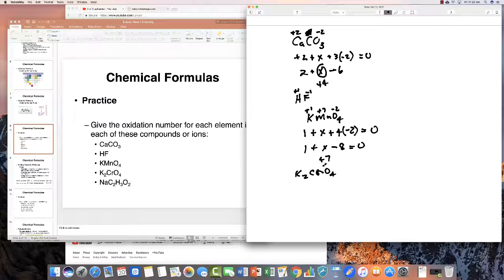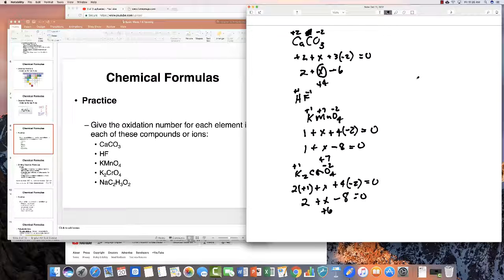K2CrO4. This is -2 plus 1. So 2 times +1 plus something plus 4 times the minus 2 has to equal 0. So this is minus 8, and this is plus 2. So what does this have to be but a plus 6 for that to balance out to equal 0?